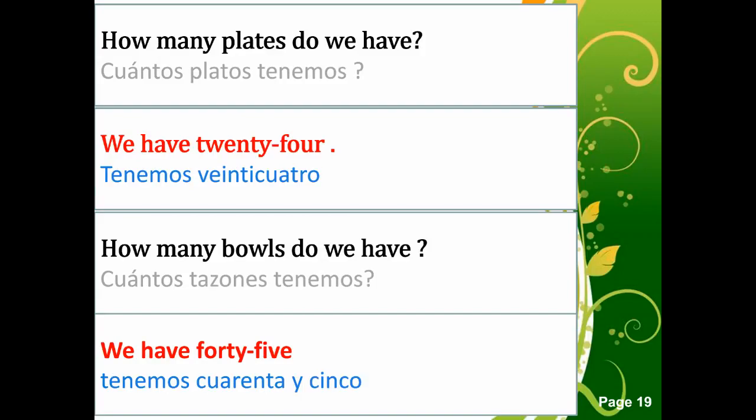How many plates do we have? We have 24. How many bowls do we have? We have 45.